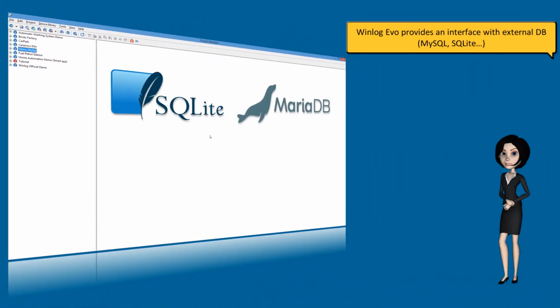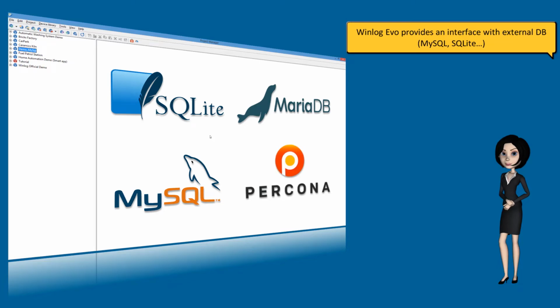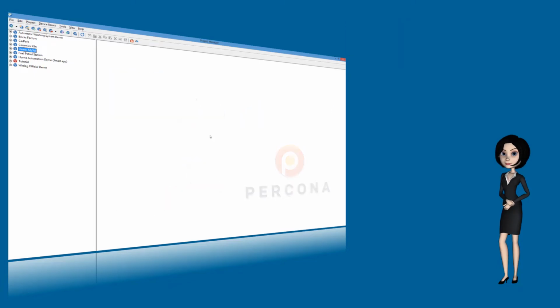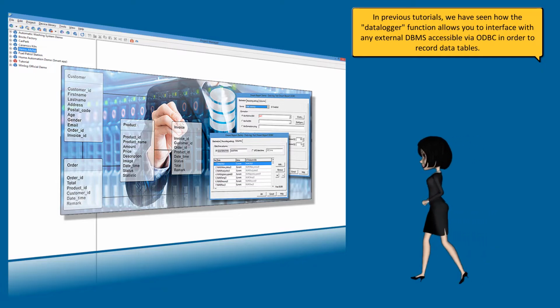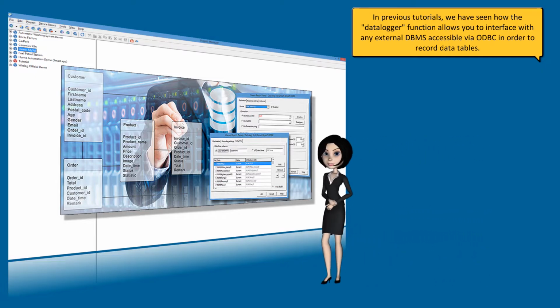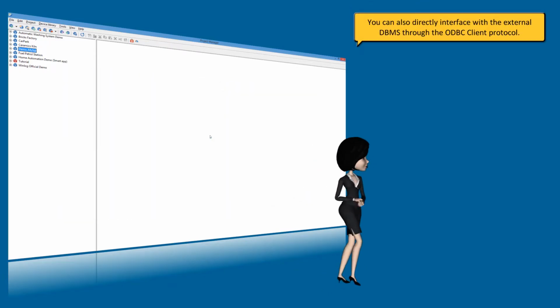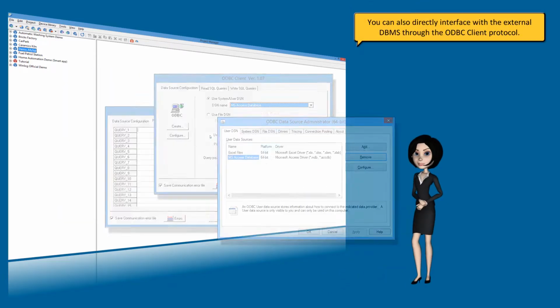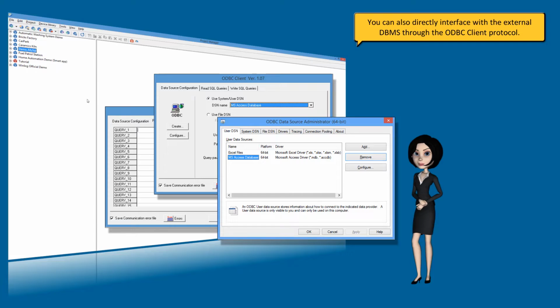Winlog Evo provides an interface with external DBs, MySQL, SQLite, etc. In previous tutorials, we have seen how the data logger function allows you to interface with any external DBMS, accessible via ODBC, in order to record data tables. You can also directly interface with the external DBMS through the ODBC client protocol.